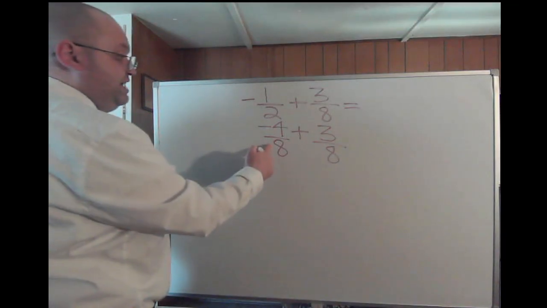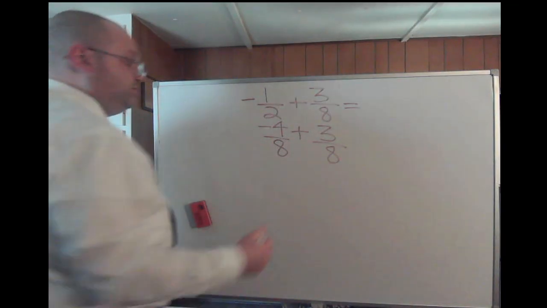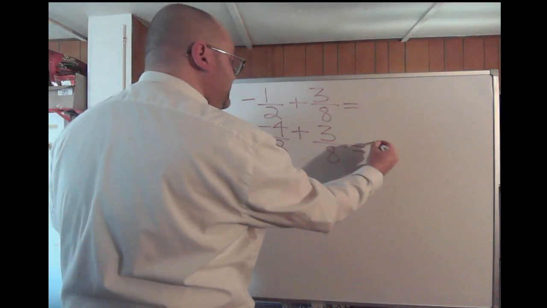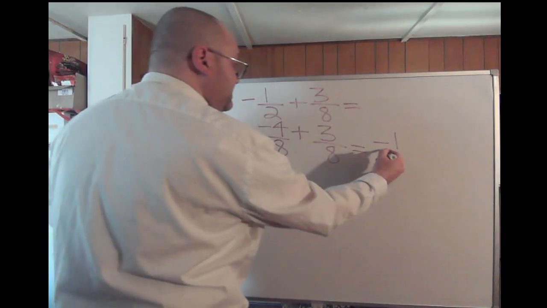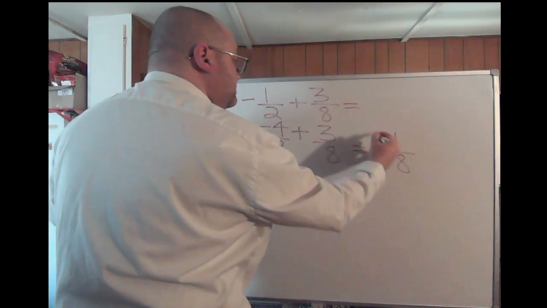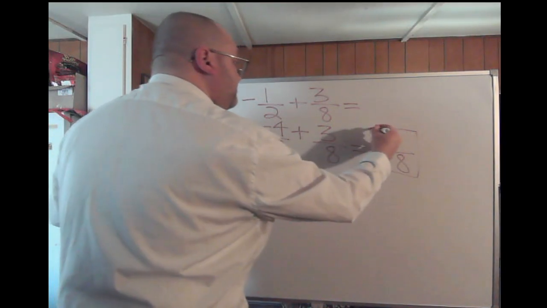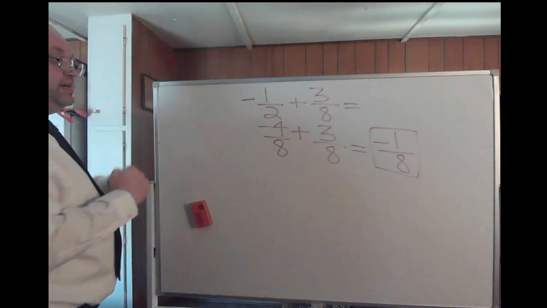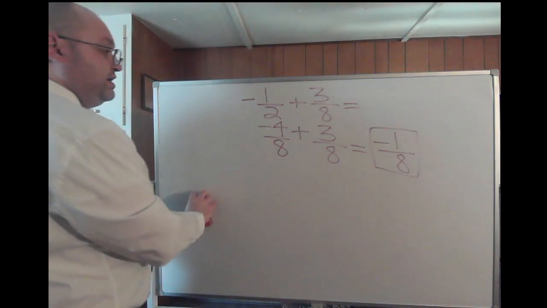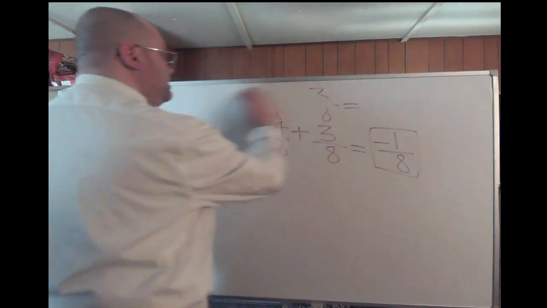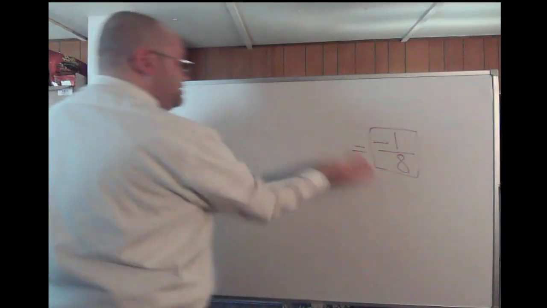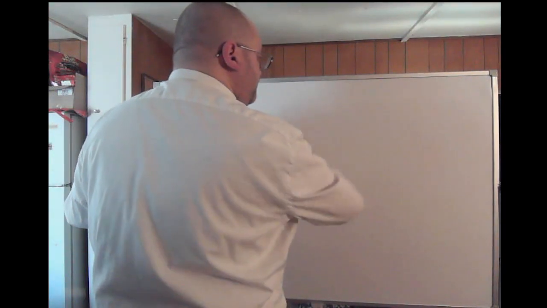What you have is negative 4/8 plus 3/8. Well, the negative 4 plus 3, that's negative 1. Denominator stays 8. So the answer for this is negative 1/8. That's exactly what you get, is negative 1/8. So unlike in basic math 1, when we were doing fractions, we didn't have negatives to deal with before. Now we do.